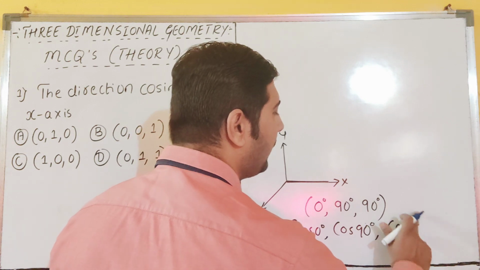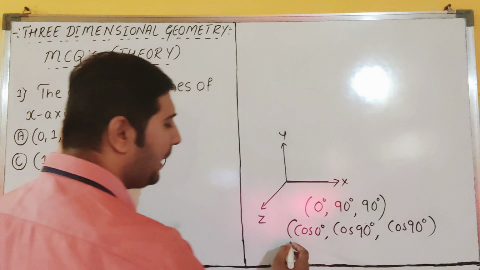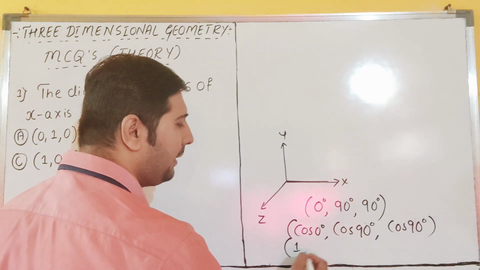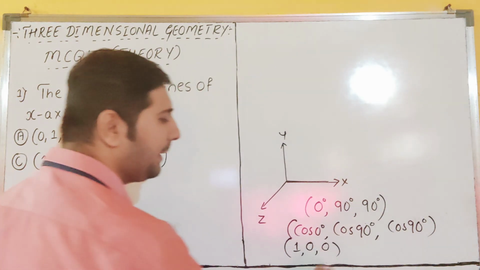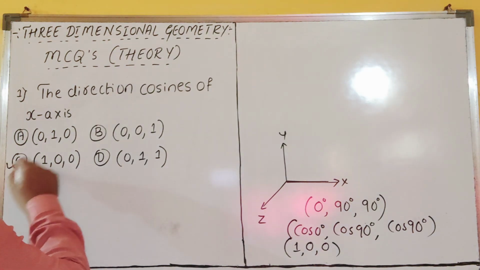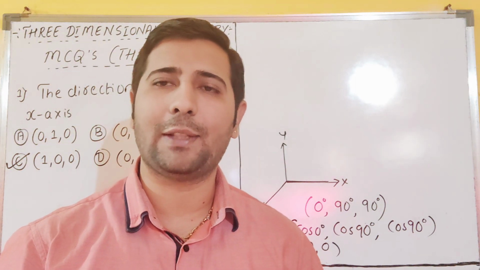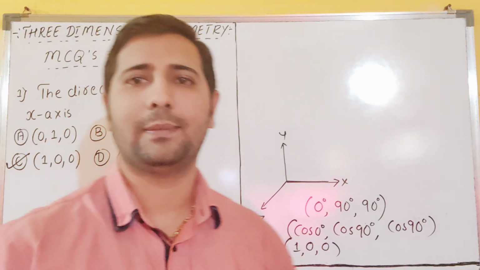These are the directional angles I got. So how much will you get? Cos 0 degree is 1, cos 90 is 0, cos 90 is 0. That means 1, 0, 0 is our answer, dear students. That is matching with C. C for cake is our answer. Please copy this. We'll see the next question.